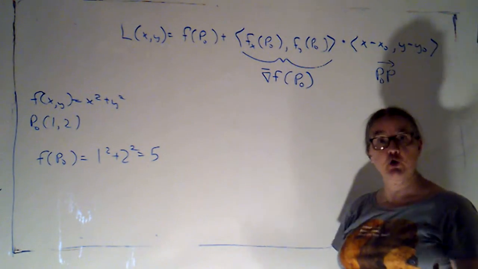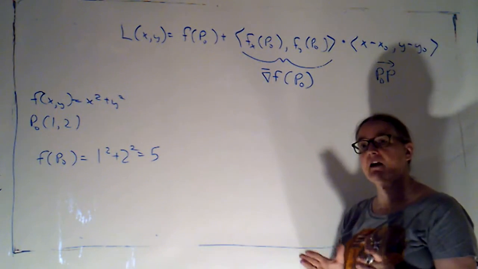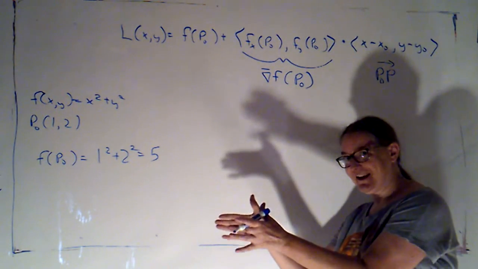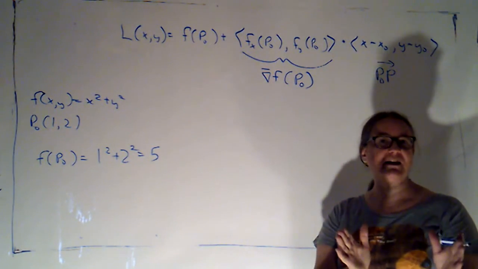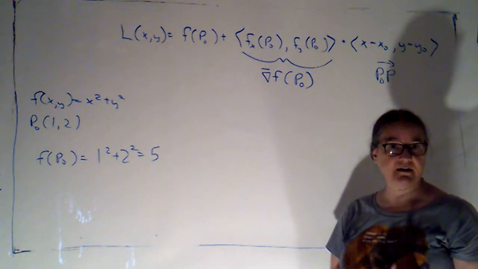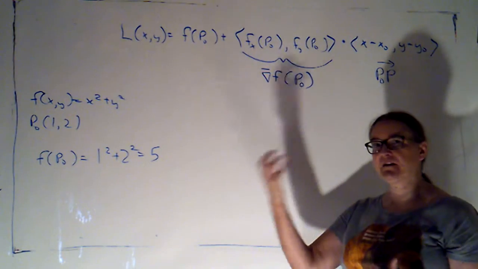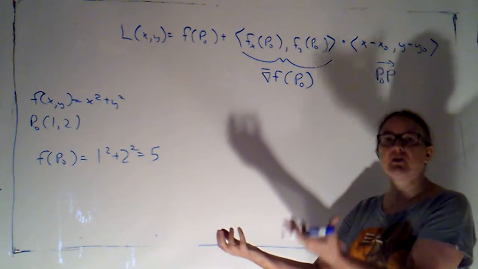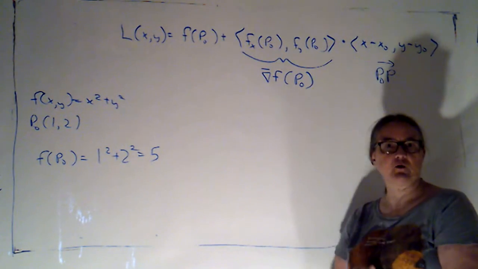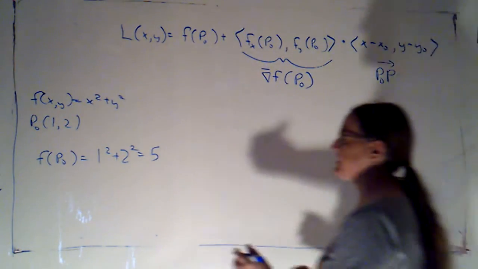Now that's going to be a two-step process. First of all, I have to calculate the gradient function. Then I have to evaluate it at p naught. Much as when you're finding a tangent line of a function of just one variable, you find the derivative function, and then you plug in the specific x value corresponding to your point of tangency.